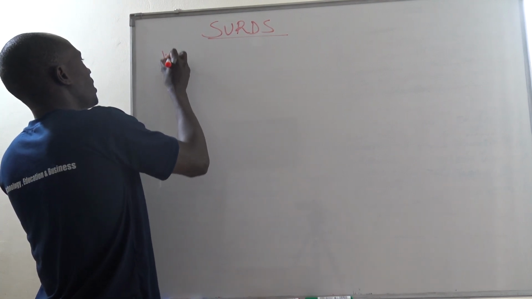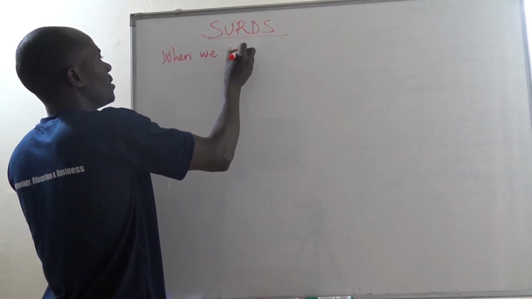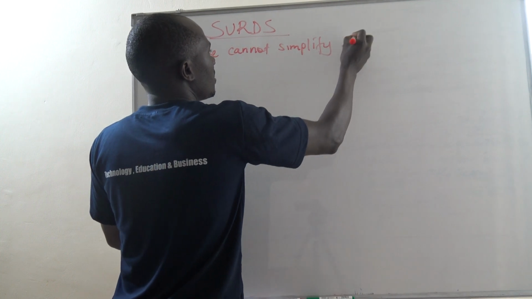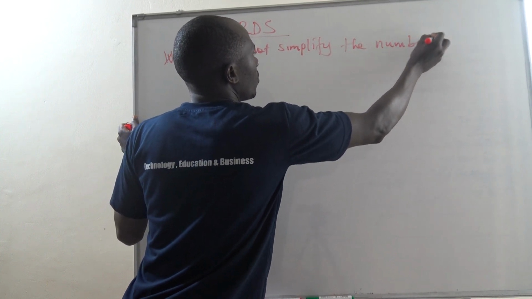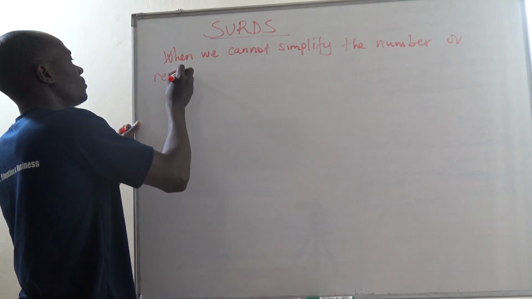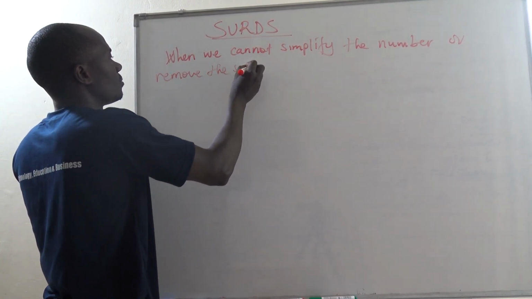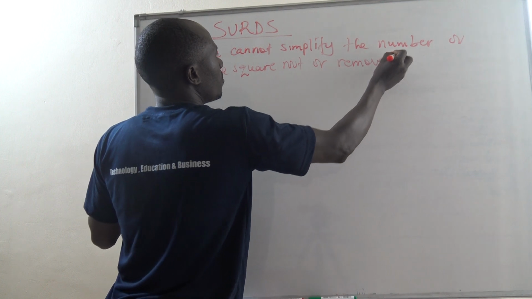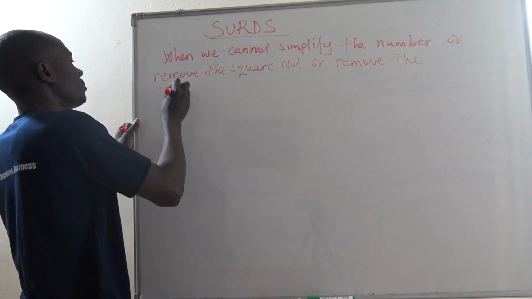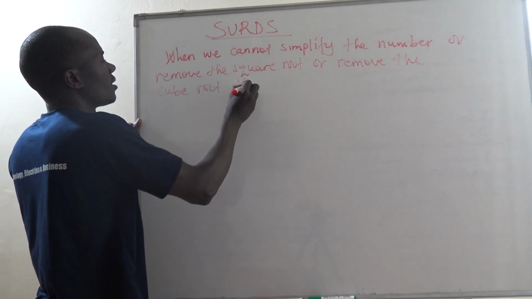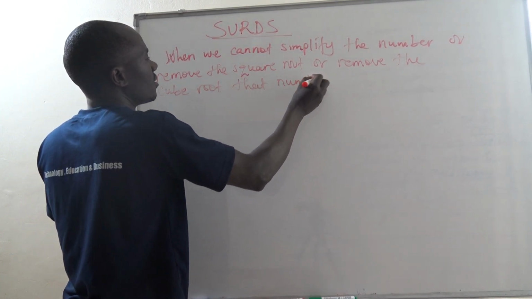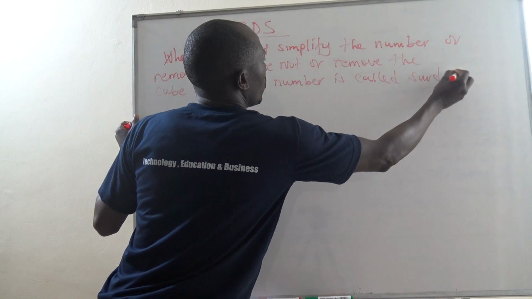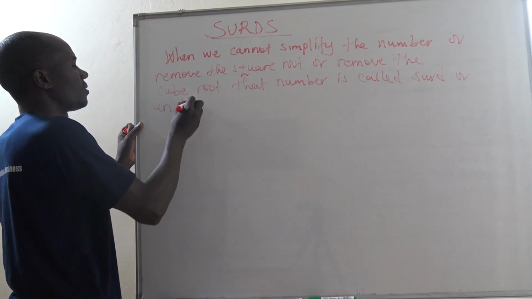So when we cannot simplify the number or remove the square root, or remove the cube root, that number is called a surd, or an irrational number.